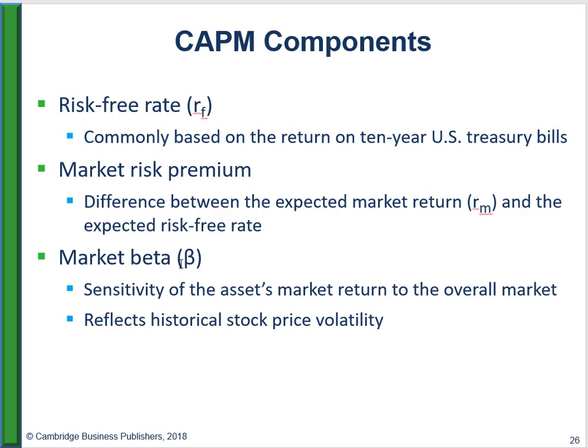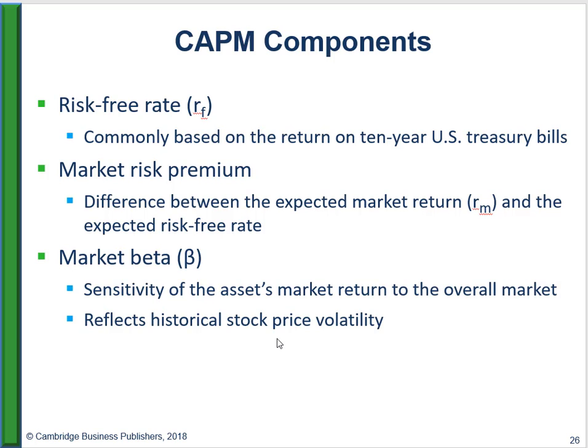And then lastly, market beta. Beta is a sensitivity of an asset's market return to the overall market. So this should reflect historical stock price volatility. And you can look this up on Morningstar or Yahoo Finance or any one of a multitude of different sources, and you're going to see a beta number that varies between -1 and 1. And that is an indication to what degree a stock market's volatility is consistent with the overall volatility of the stock market.